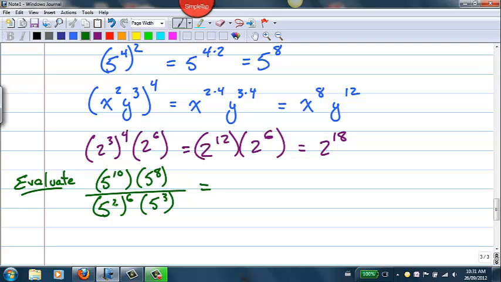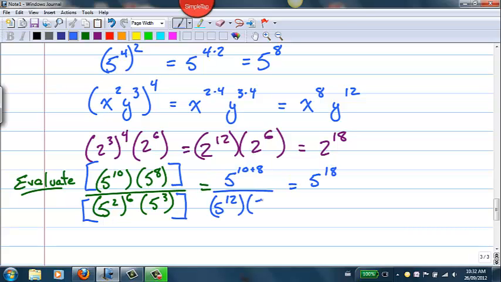So 5 to the 10 and 5 to the 8, they have the same bases. They're being multiplied, so I can add the exponents. 5 to the 18. Down below, the 2 and the 6 get multiplied to give 5 to the 12, and the 12 plus 3 add to get 5 to the 15. Now I divide the powers, so I subtract the exponents, and then I can evaluate. So 18 minus 15 is 3, and 5 to the 3 is 125.